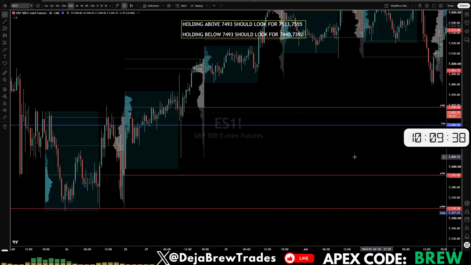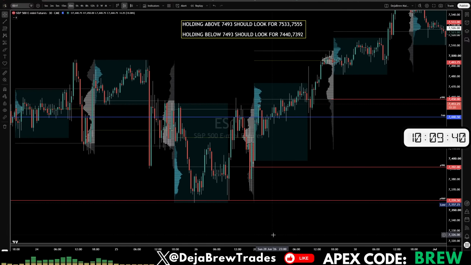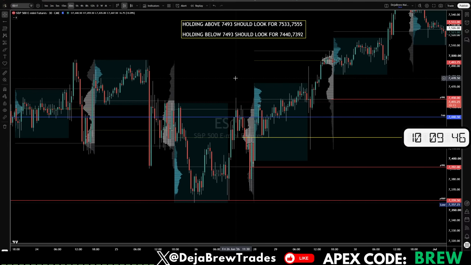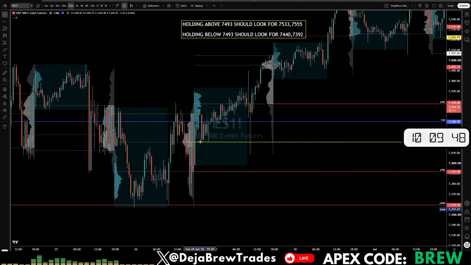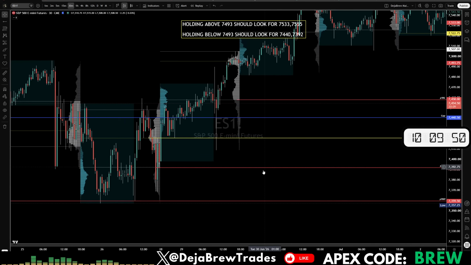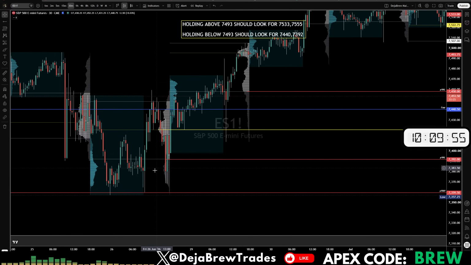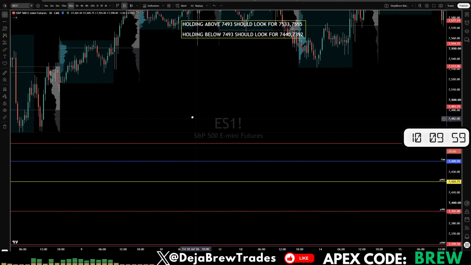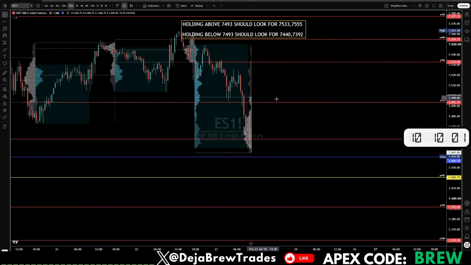Did I miss any levels here? Usually when there's a big gap, yeah, there it is. So normally when there's a big gap, there's usually a POC that I missed. I don't always mark out the POCs, but when there's a big gap between my levels, I like to have the POCs marked out. So there's a good example of that. So that would be down to 420.